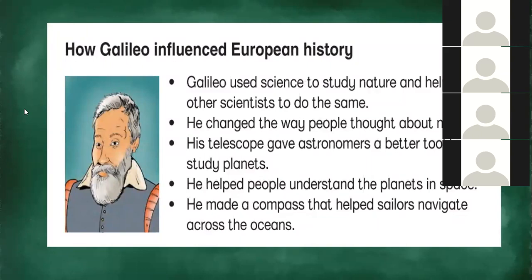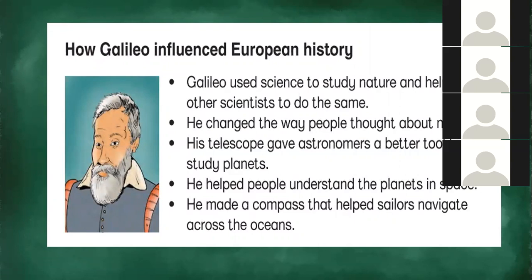Galileo used science to study nature and help other scientists to do the same. He changed the way people thought about nature. His telescope gave astronomers a better tool to study planets. He helped people understand the planets in space. He made a compass that helped sailors navigate across the ocean.